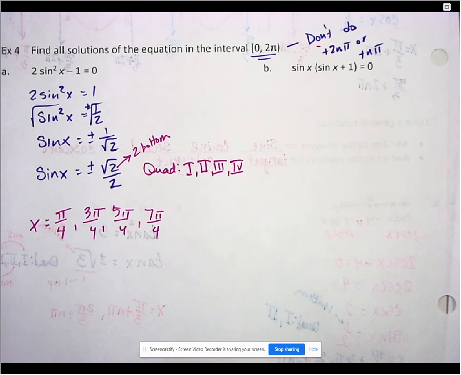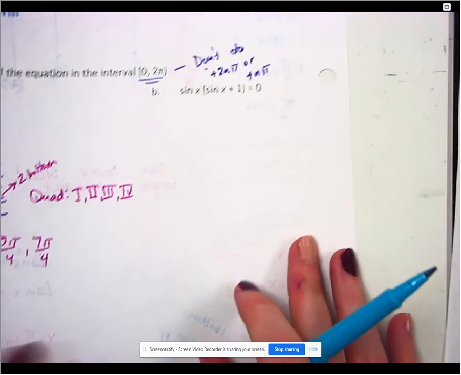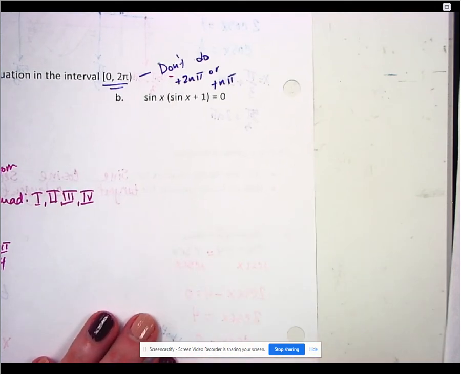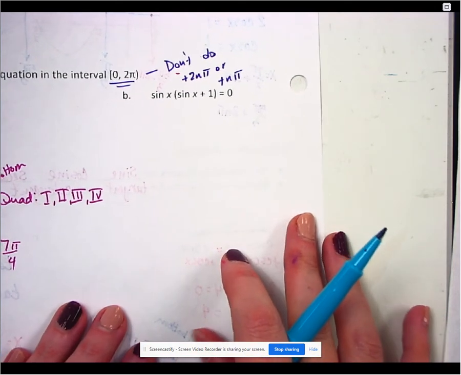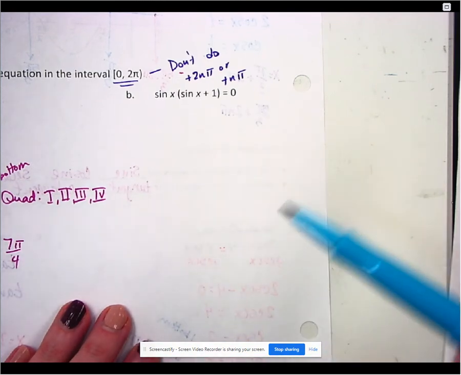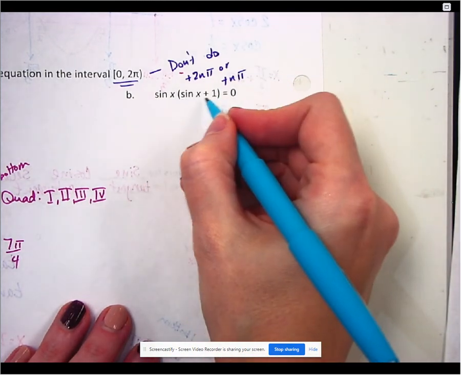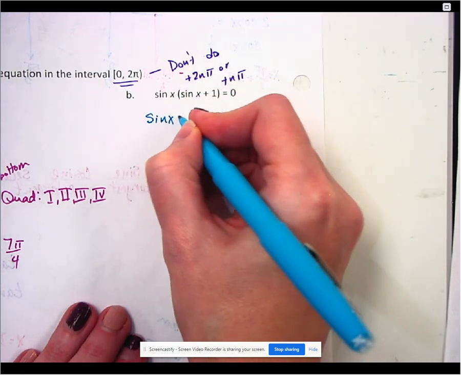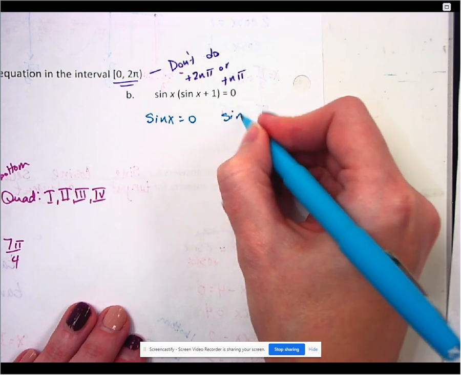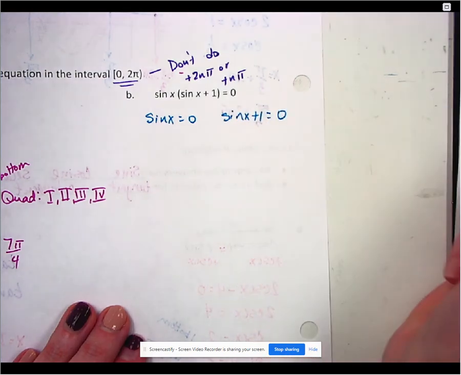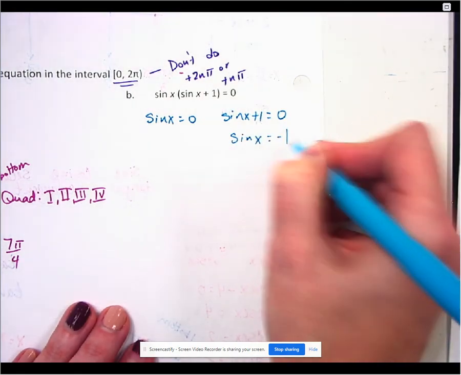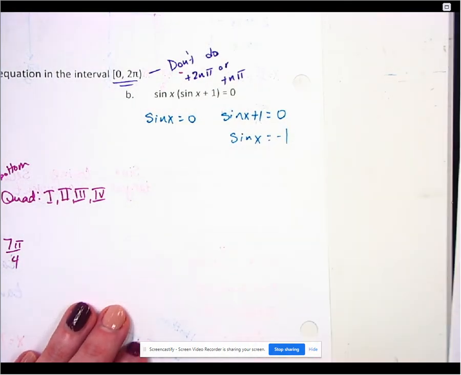Okay. So we have one more. This one is in factored form, so we don't want to unfactor it. I know that after what we've been doing lately, it feels like you need to, but if this is already in factored form and it's multiplication, that means that either sine of x is equal to 0 or sine of x plus 1 is equal to 0. All right, so we would solve this second one for sine of x by subtracting 1.